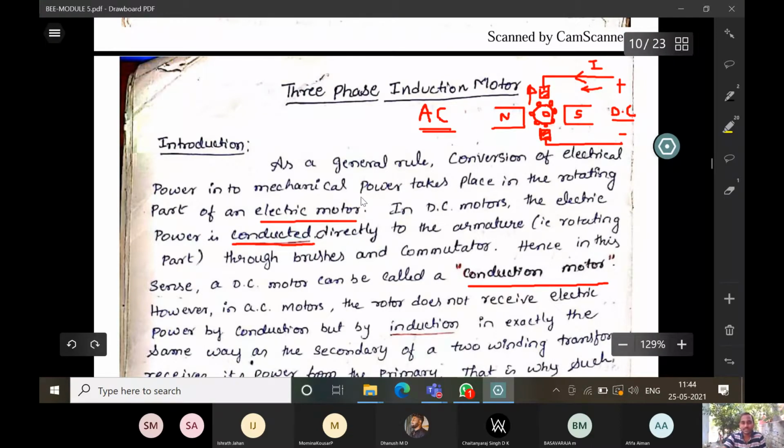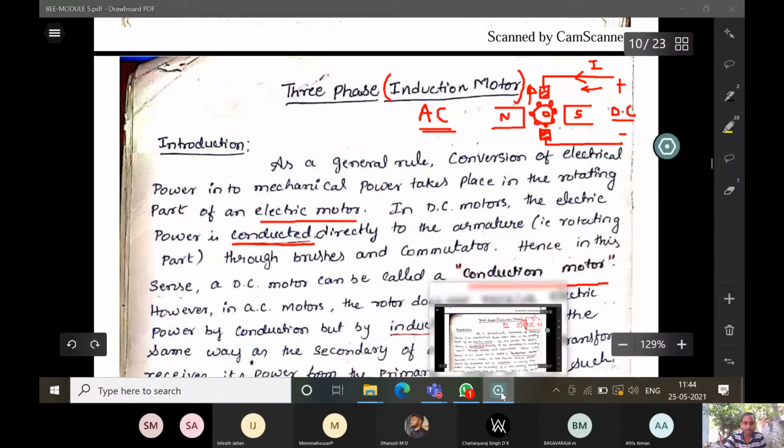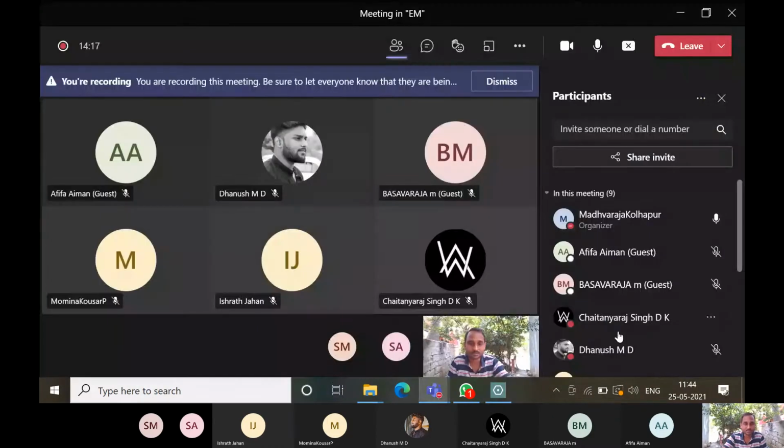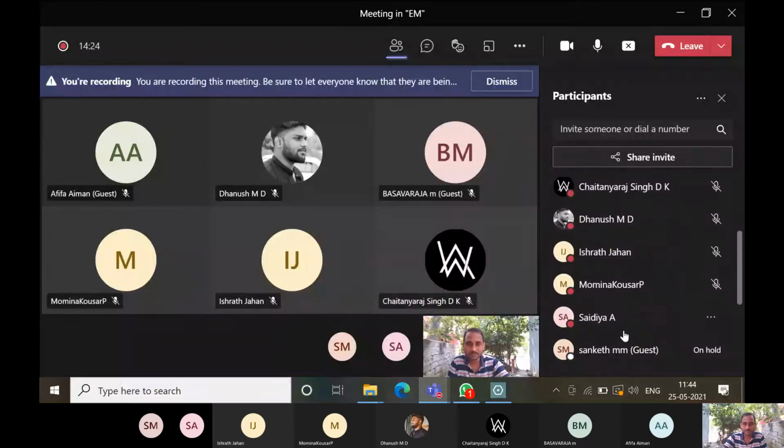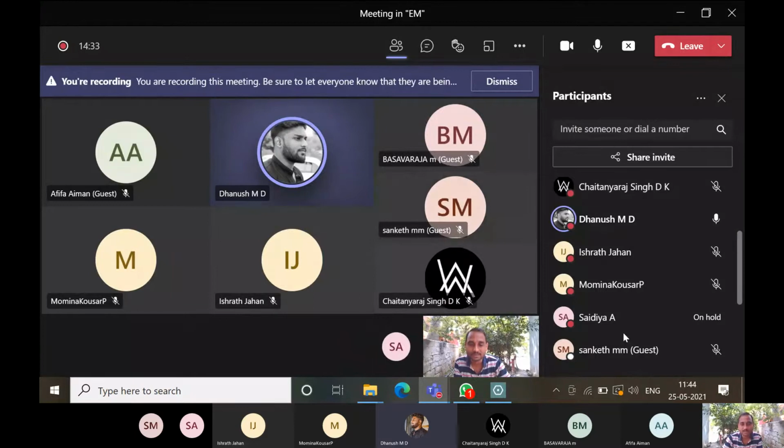So now, what is an induction motor? That is today's topic. You know this is called a conduction motor. And what do you mean by induction motor? Can anybody tell what an induction motor is? Dhanush, today is the first class. Yes, sir. Now, what is an induction motor? You got the point of the conduction motor, right? Yes, sir.